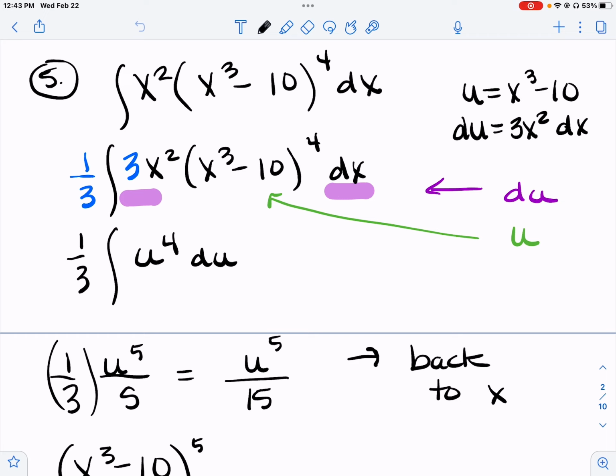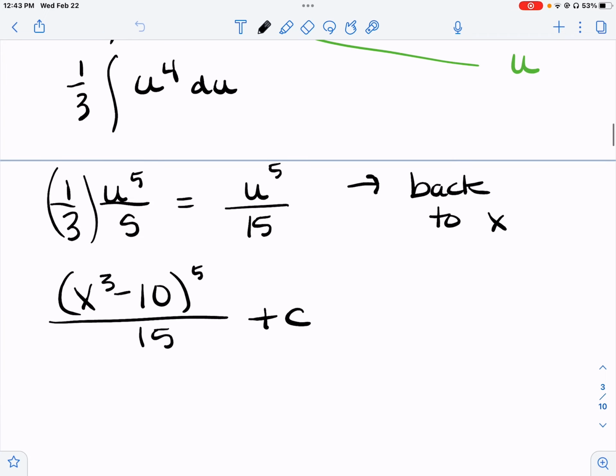All of that's du. What's inside is u. So now we integrate 1/3 u to the 4th. So we add 1 and divide, so we get 1/3 u to the 5 over 5. 3 times 5 is 15. Put it back in terms of x. U was x cubed minus 10.